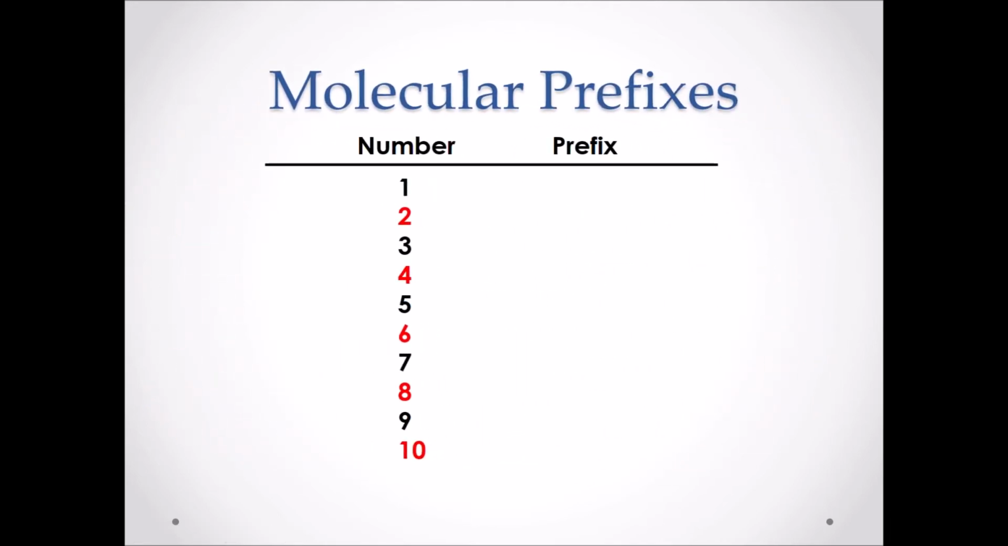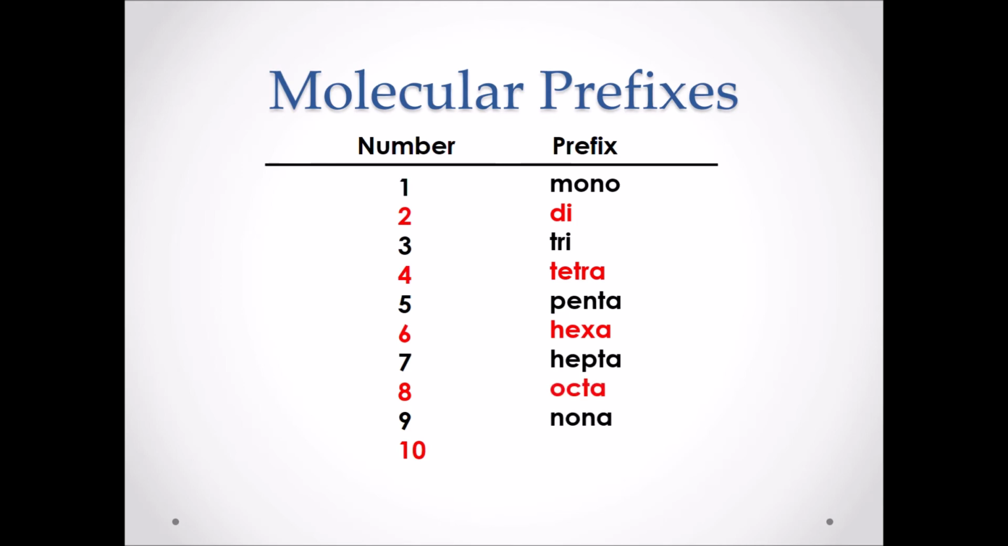Our molecular prefixes are, for 1, we have mono. For 2, we have di. For 3, we have tri. 4, tetra. 5, penta. 6 is hexa. 7 is hepta. Not septa, it is hepta. 8 is octa. 9 is nona. And 10 is deca.